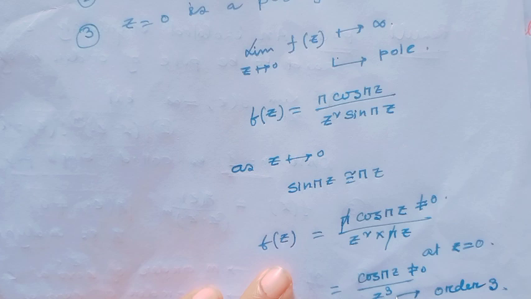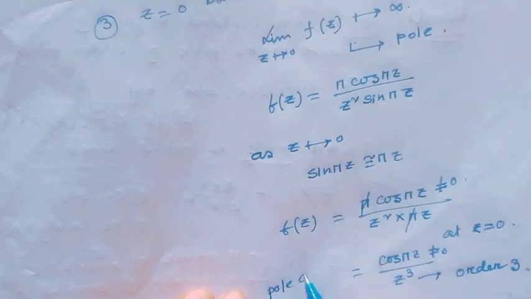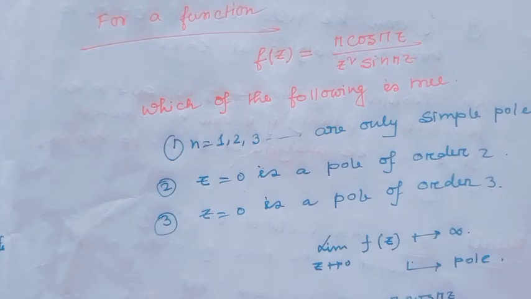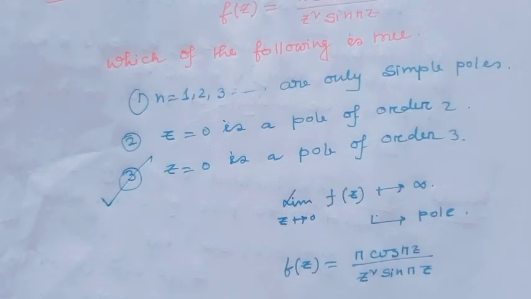That means since z cube reciprocal has a zero of order 3, this is a pole of order 3. I hope all my viewers have understood. That means this is the right option.